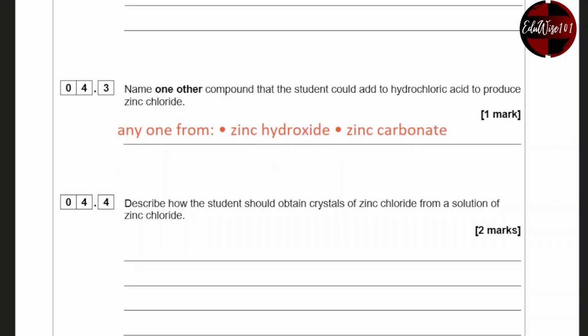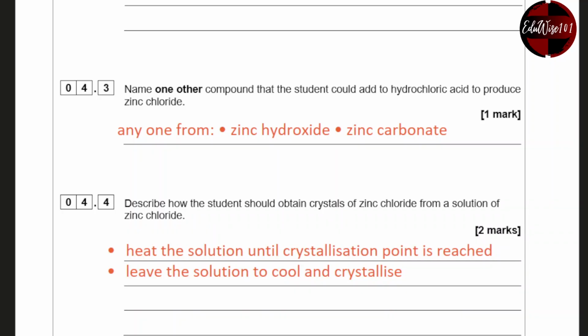Describe how the student should obtain crystals. So they're trying to obtain crystals. You're going to wind up with a solution, so you will need to evaporate the water and allow it to cool and crystallize. Describe how the student should obtain crystals of zinc chloride from a solution of zinc chloride by the process of crystallization. So heat the solution until crystallization point is reached. That's when you've got rid of most of the water, about 90% of the water, and then leave the solution to cool and crystals to form.